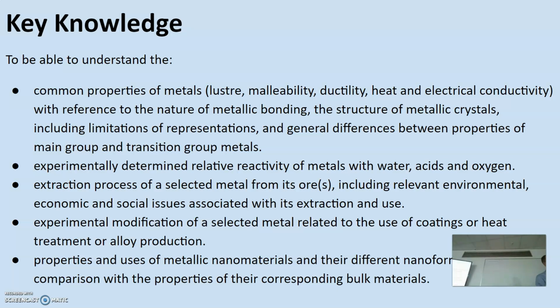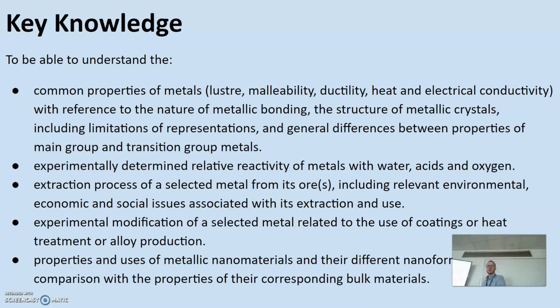Including limitations of representation. So we're going to talk about the limitations of the metallic bonding model, general differences between properties of main group versus transition. Transition is that big block in the middle. Our main group metals, group 1 and 2, and group 3 and the others, right? Experimentally determine reactivity of metals with water, acid, and oxygen, right?